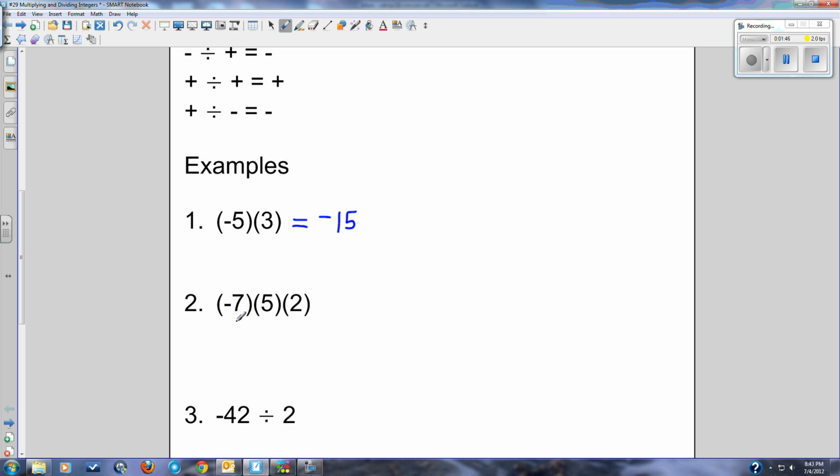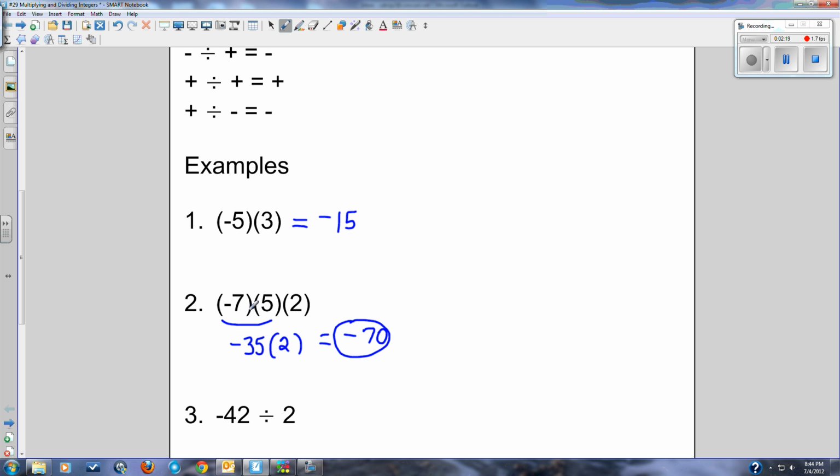Now this next problem, negative 7 times 5 times 2. Take these two at a time and go from left to right. Negative 7 times positive 5. A negative times a positive is a negative, and 7 times 5 is 35. So we have negative 35, but then we have to say times 2. Negative 35 times 2 gives you a negative 70.